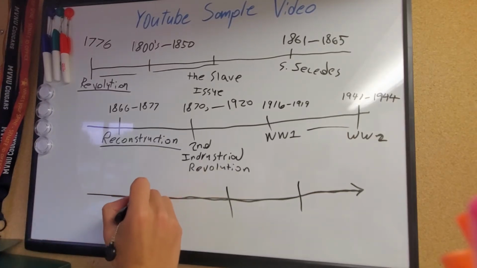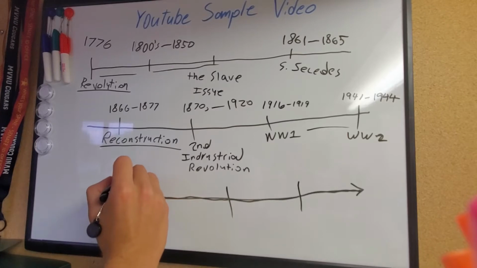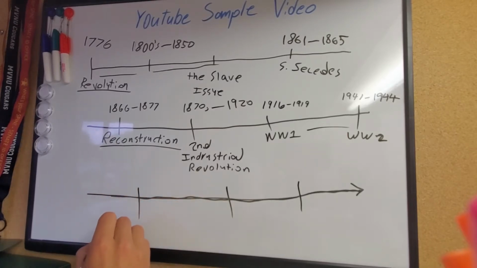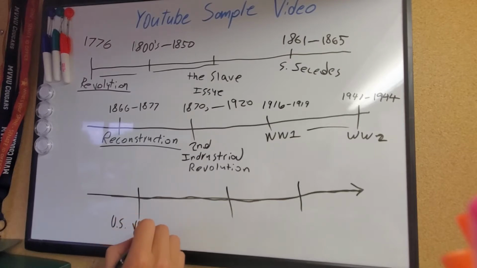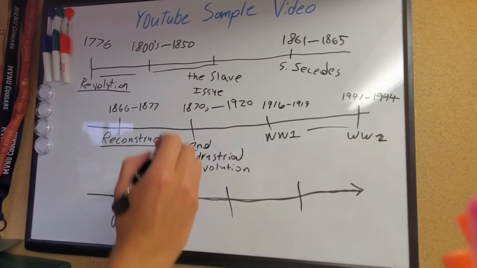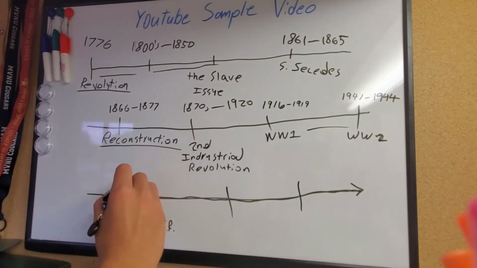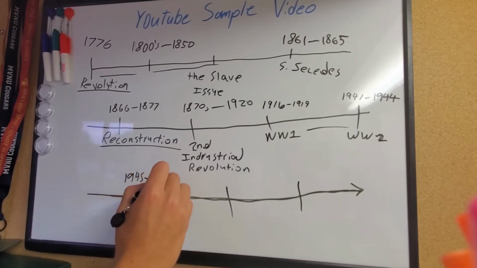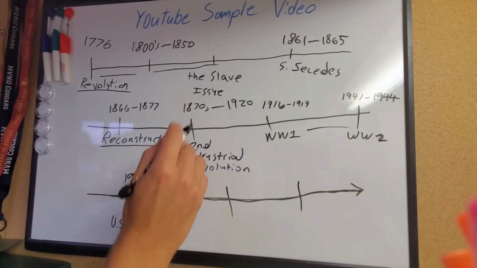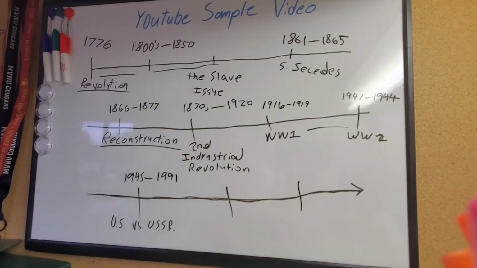And then that begins the start of the Cold War, which was pretty much an ideological war between the U.S. and the USSR, the Union of Soviet Socialist Republics. And that lasts from about 1945 all the way up until 1991. And you can see that some of these years overlap because some of these events are happening at the same time.